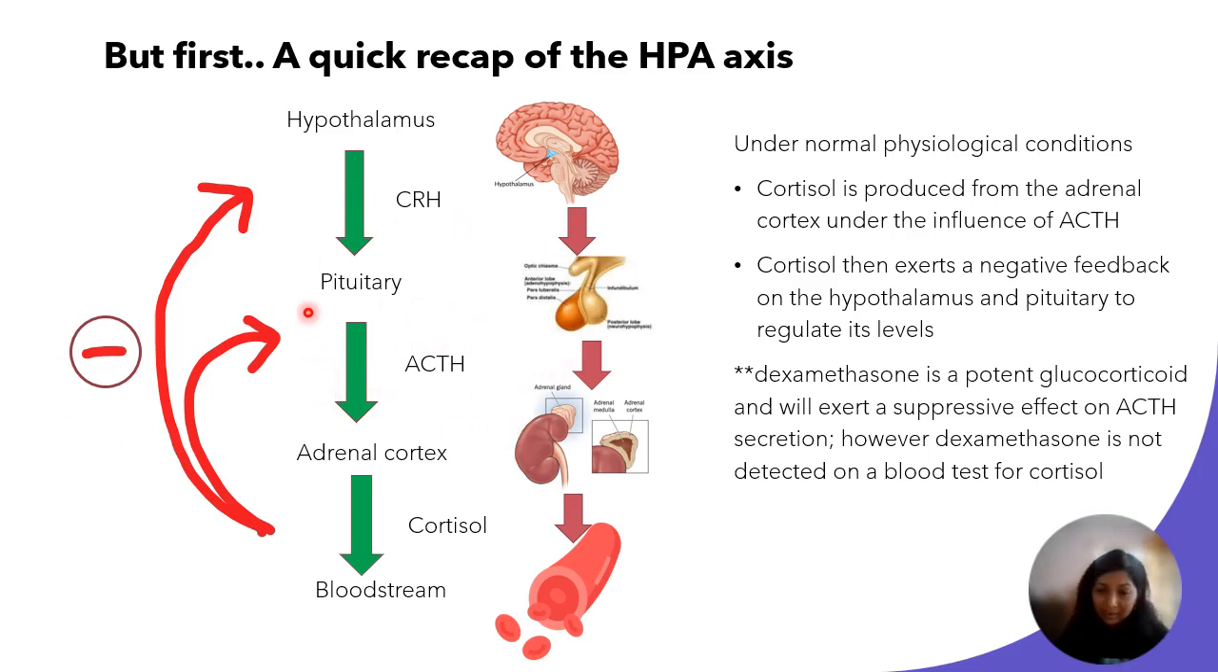However, the nice thing about dexamethasone in the context of doing this test is that even though it has this effect of suppressing pituitary secretion of ACTH, it will not be detected on a blood test for cortisol. So you can measure cortisol independently of dexamethasone, which is going to be relevant when we look a little bit more at the dexamethasone suppression test.